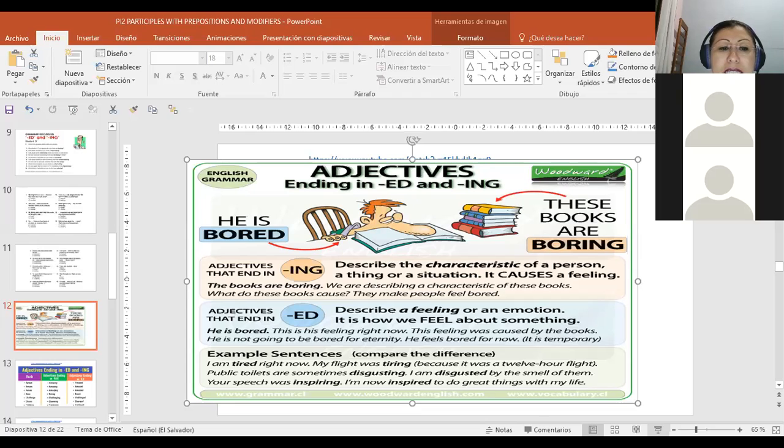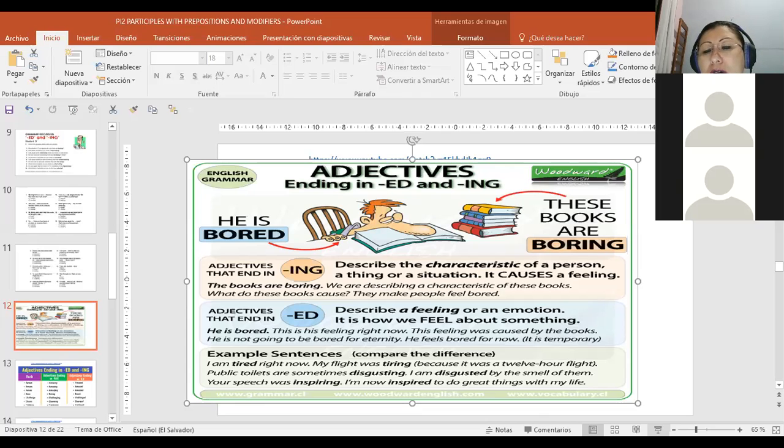Adjectives ending in ed describe a feeling or an emotion. It is how we feel about something. Aquí, cuando ya terminan en ed, aquí sí estamos hablando de un sentimiento o de una emoción. Es como nosotros nos sentimos acerca de eso, ¿verdad? O acerca de algo. For example, he is bored. Él está aburrido. This is his feeling right now. Ese es su sentimiento en este momento.